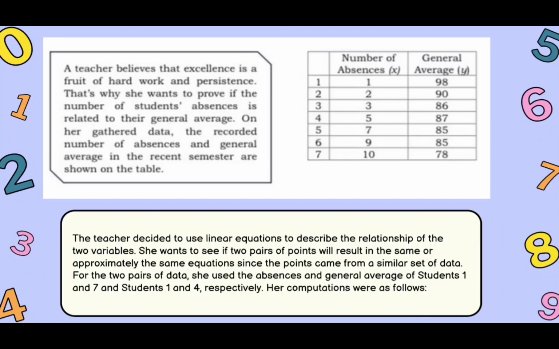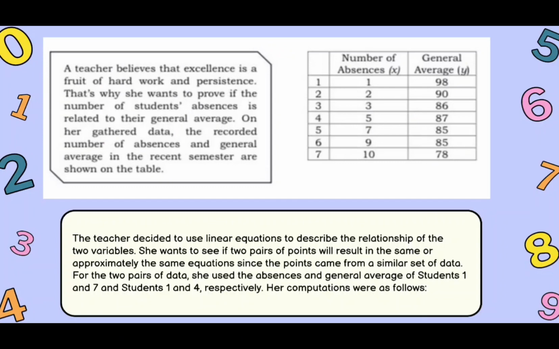So, for example, a teacher believes that excellence is a fruit of hard work and persistence. That's why she wants to prove if the number of students' absences is related to their general average. In her gathered data, the recorded number of absences and general average in the recent semester are shown on the table. So, the number of absences, or x, is 1, 2, 3, 5, 7, 9, 10. And the general average, or y, is 98, 90, 86, 87, 85, 85, and 78.